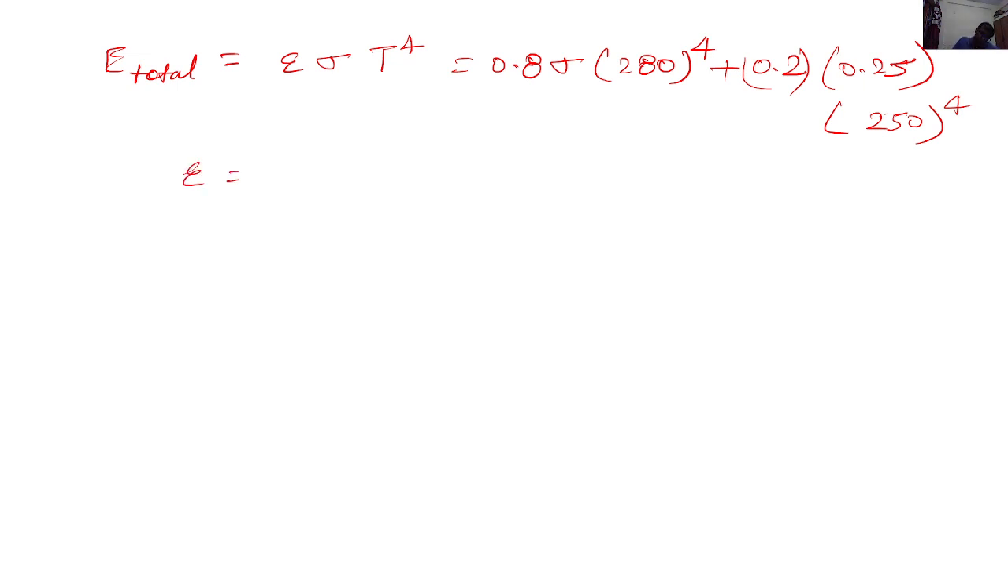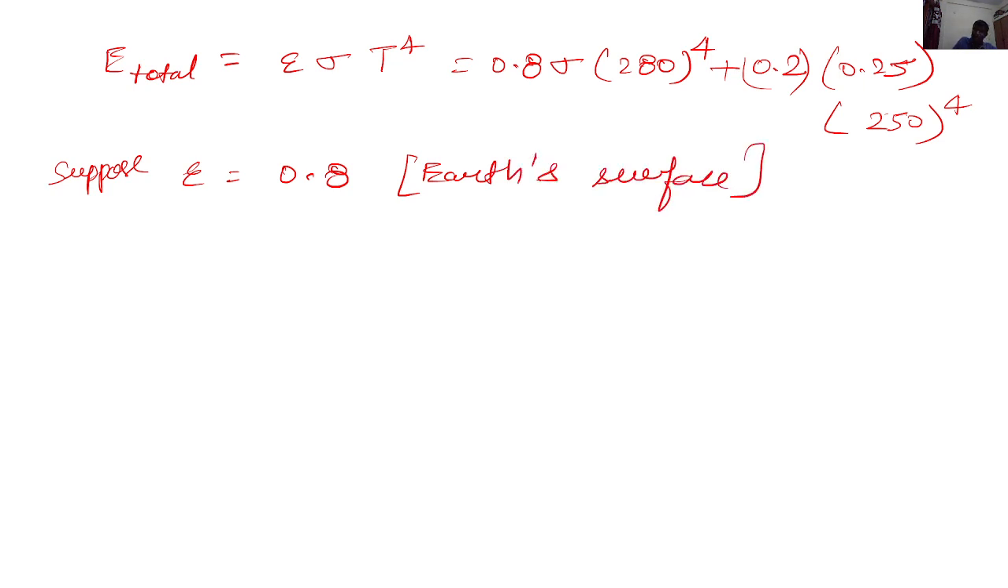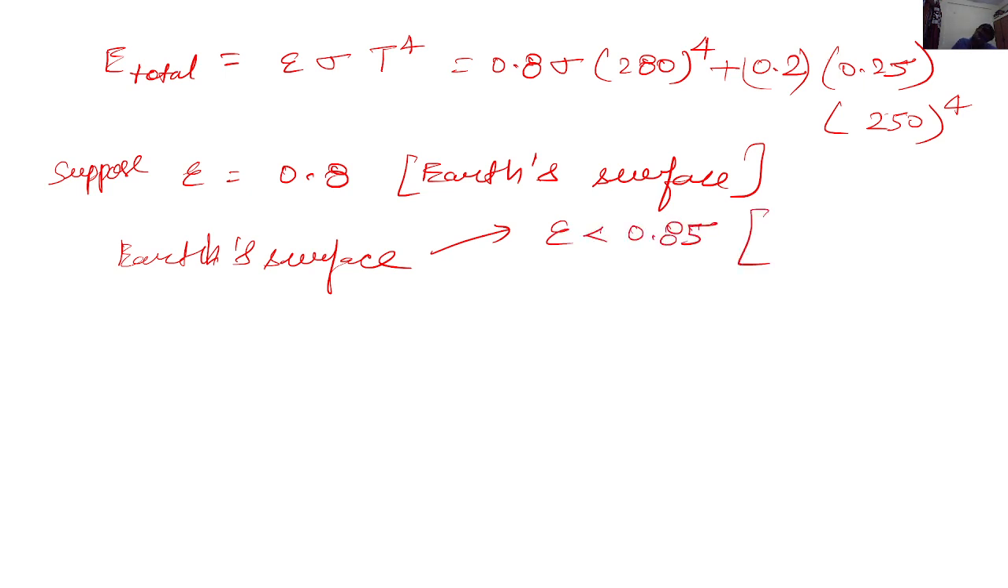Now, suppose we take epsilon as 0.8 for the Earth's surface. We're just assuming that the Earth's surface emissivity is 0.8. However, there's a disclaimer to it. Earth's surface emissivity varies with respect to the surface features. Usually epsilon is less than 0.85 for deserts and semi-arid areas.